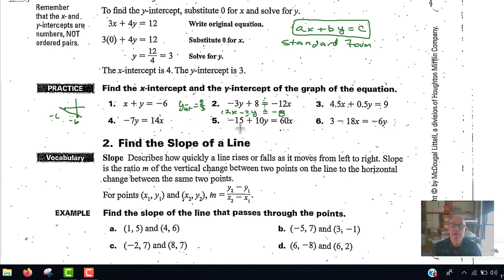And I do the same thing for the x-intercept. I cover up the y part. So I have 12x's is equal to negative 8. Divide both sides by 12. I get negative 8 over 12, which, because 4 goes into 8 twice and 4 goes into 12 3 times, is the same thing as a negative 2/3. So the x-intercept is negative 2/3. So this is the easiest way to find the intercepts.